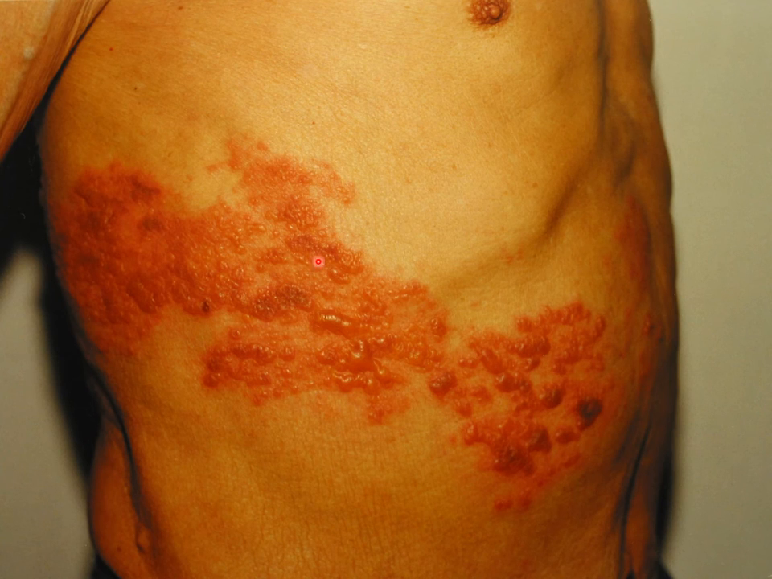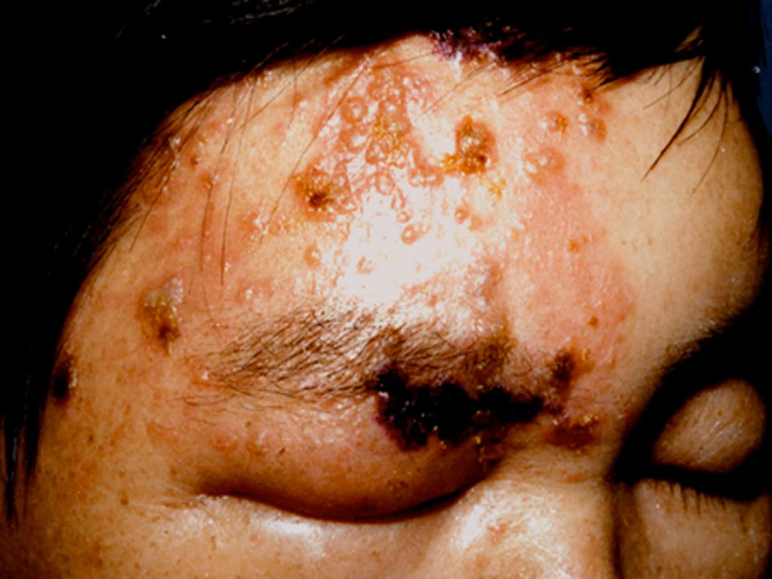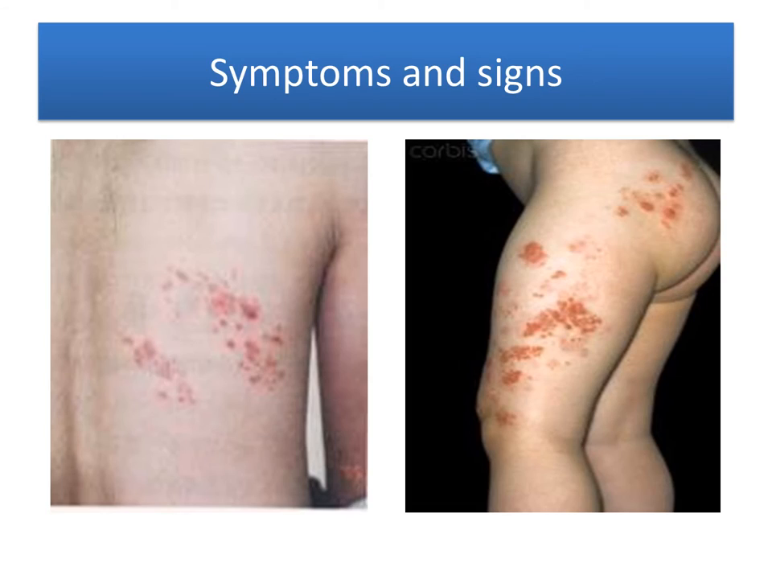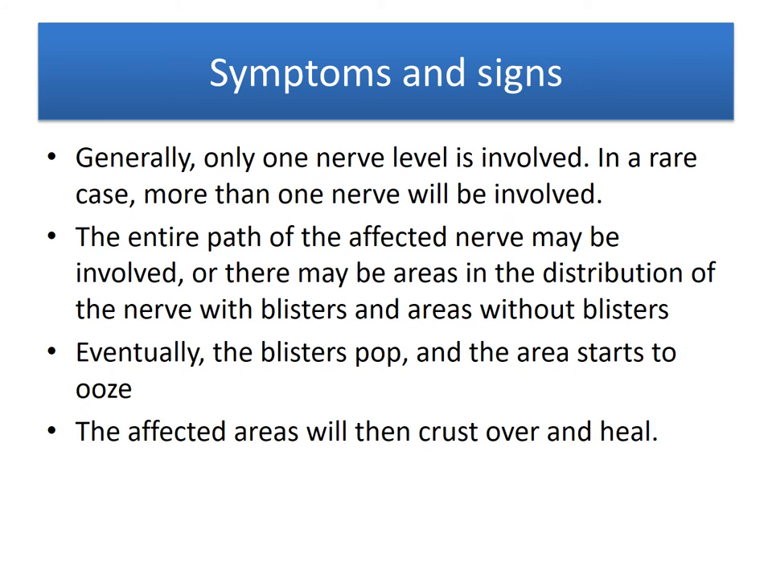Herpes zoster style. This is on the face, and in many cases just one nerve is involved in the process, and rarely several. Generally, only one nerve level is involved. In a rare case, more than one nerve will be involved. The entire path of the affected nerve may be involved, or there may be areas in the distribution of the nerve with blisters and areas without blisters.